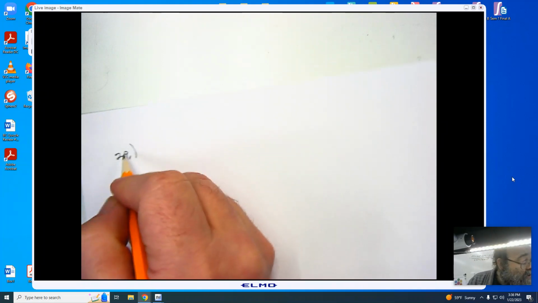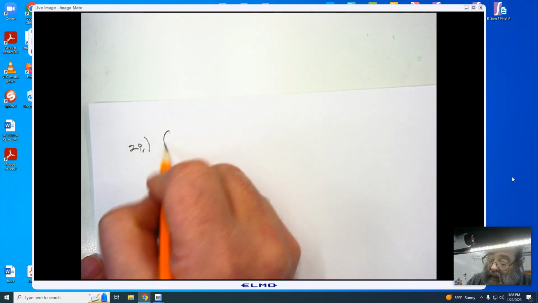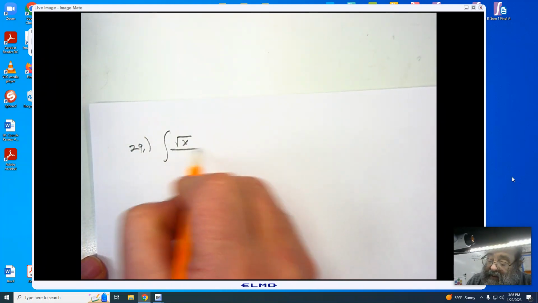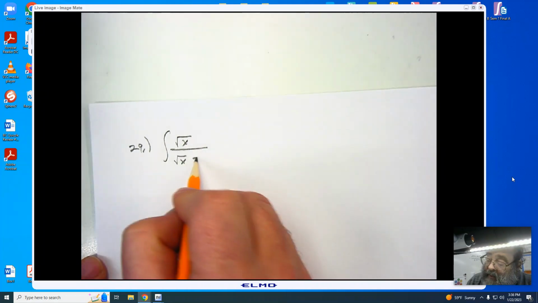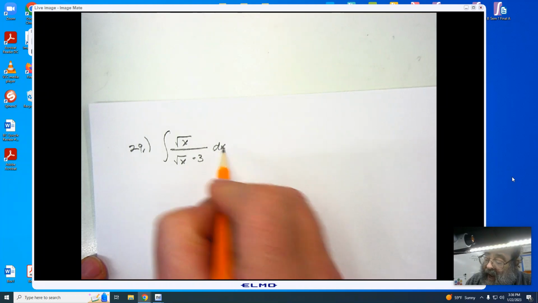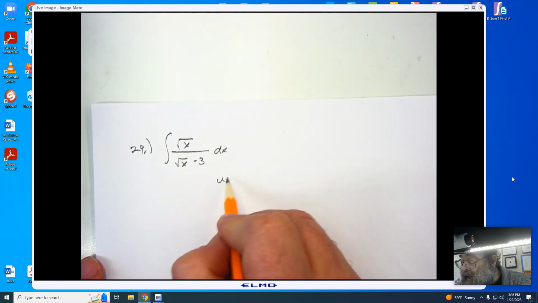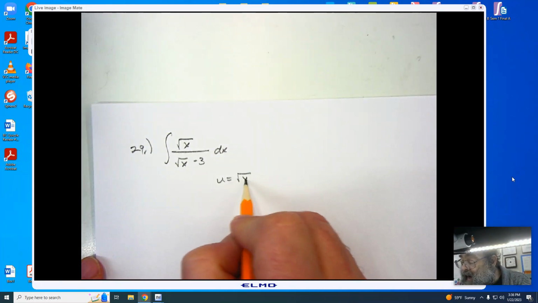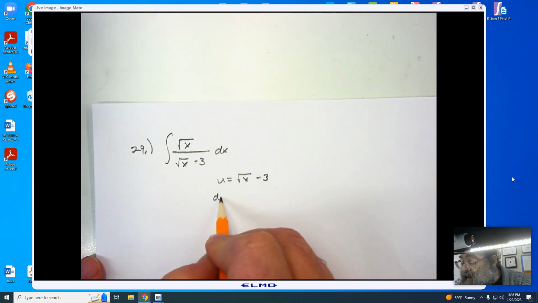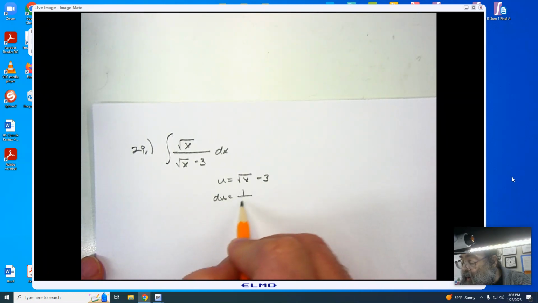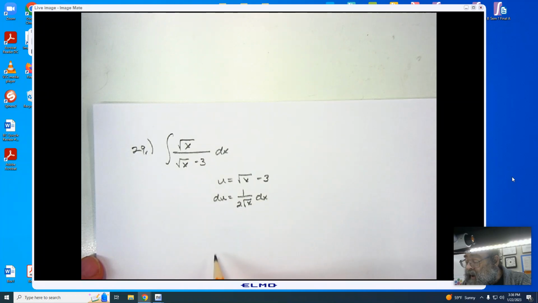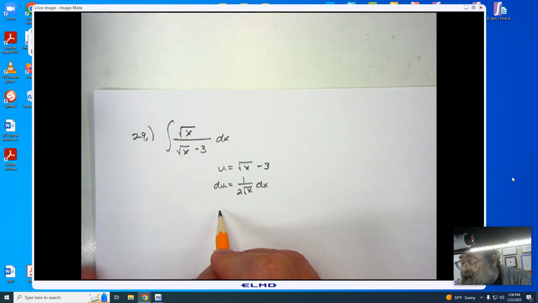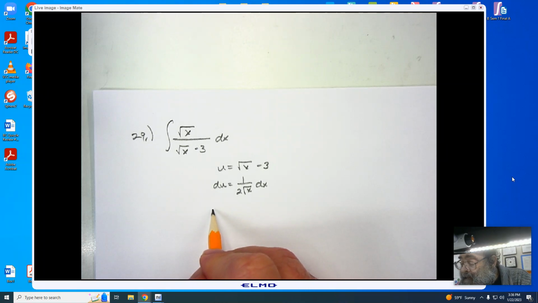Number 29 is going to follow the same pattern. We have the square root of x in the numerator, and we have the square root of x minus 3 in the denominator, dx. We're going to start by letting u equal the square root of x minus 3. du is then going to be 1 over 2 root x dx, and I'm going to have to figure this out.